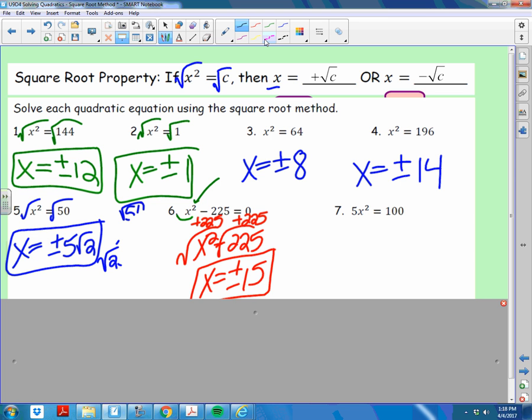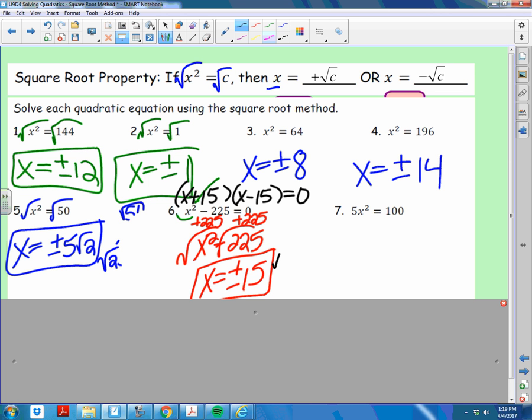Now I want you to watch. If I said I want you to factor this as the difference of two perfect squares, what would your factors be? X plus 15, x minus 15. What would your solutions be to get those equal to 0? Positive or negative 15. You get the same answer. By the way, if you were to factor that, you'd get the same thing also. It's just a different way to solve it. That's all it is. Okay?